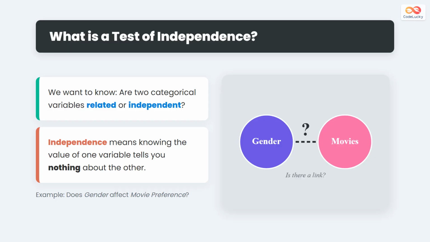First, let's understand the goal. When we perform a test of independence, we are asking a simple question. Are two variables related, or are they independent? Independence means that knowing the result of one variable, like a person's gender, gives you absolutely no clue about the other variable, like their movie preference.